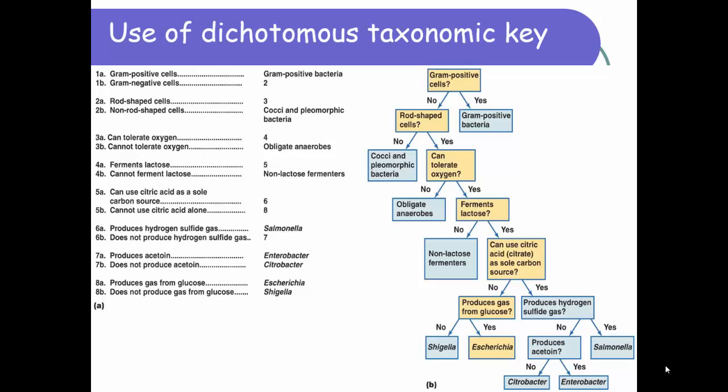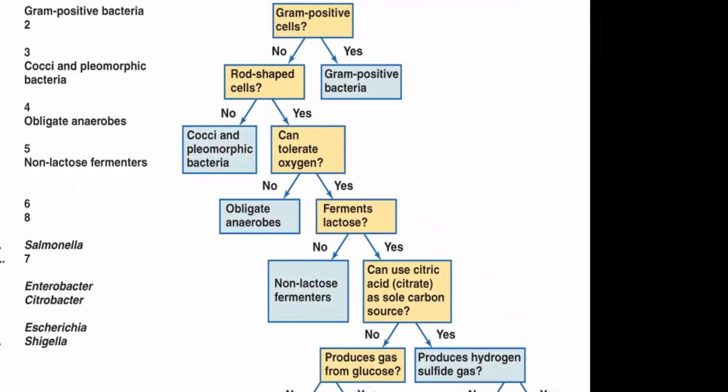This shows a dichotomous key in two different forms: the flowchart form on the right and the statement form on the left. I prefer that you use the flowchart for this class. So, the first question, gram-positive cell, yes or no? In this case, we have a gram-negative, so it's a no on the gram-positive. Are they rod-shaped, yes or no? In this case, we have one that is rod-shaped, yes.